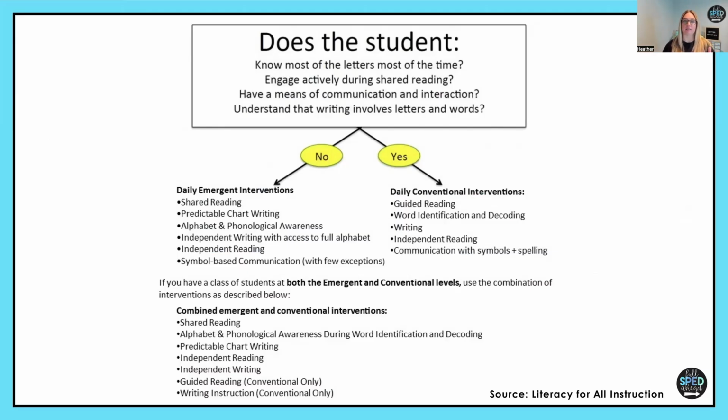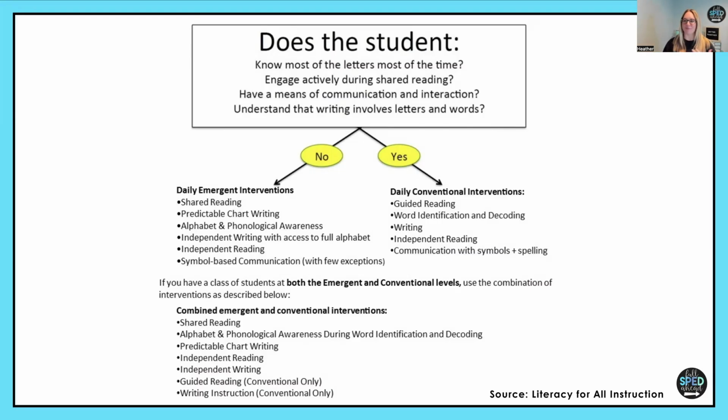Do they have a means of communication and interaction? Yes? Okay, conventional. Do they understand that writing involves letters and words? Maybe not. Okay, that's a no. So we have two yes and two no. That's okay, that sometimes happens. That means they're somewhere in the middle, but there are some strategies there. Predictable chart writing is more for the emergent learner. You can do more independent writing or writing practice with those conventional interventions, but they can also be exposed to predictable chart writing too. So there might be a little bit of both.